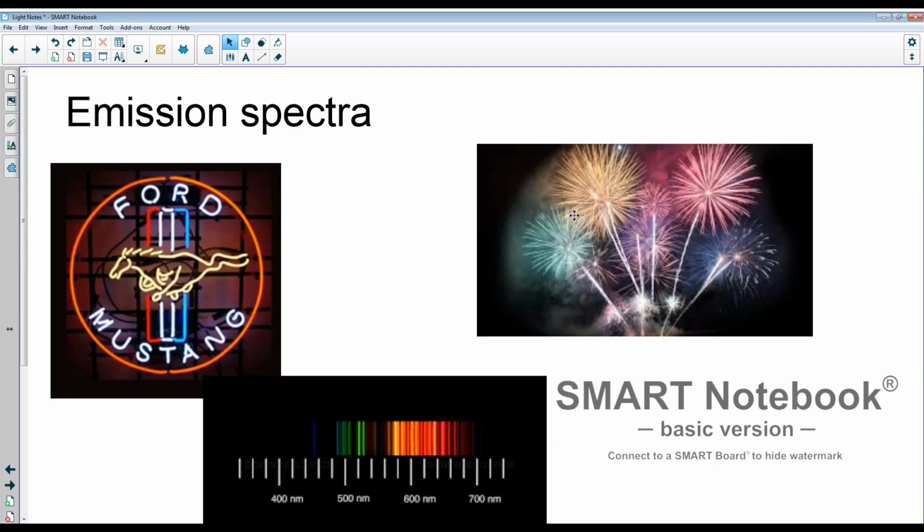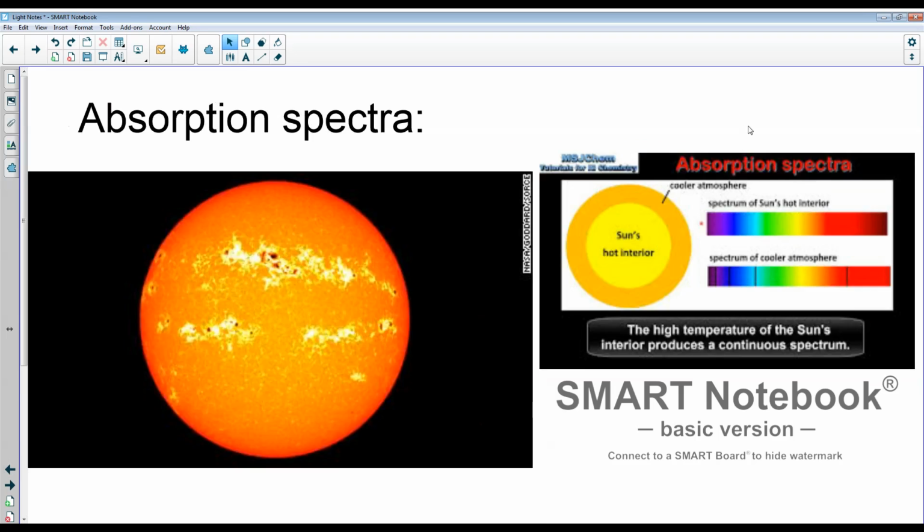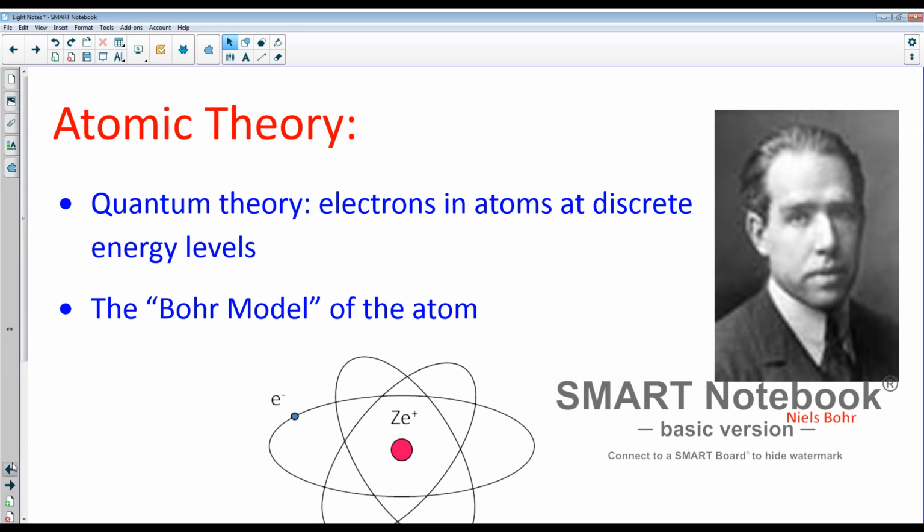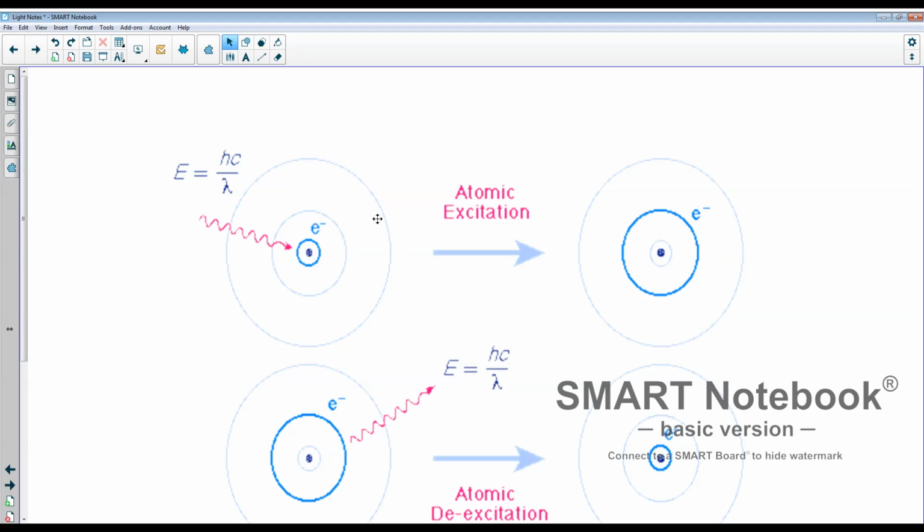Well, why does this happen? Why do we see certain colors from certain elements, whether they're being absorbed in the case of the sun's cooler exterior, or emitted in the case of neon lights and fireworks? Well, this has to do with something you probably learned in chemistry. I hope you learned it in chemistry because it's sort of fundamental. We can remember that electrons are orbiting on the outside of atoms, and we also remember from the Bohr model that they're in different energy levels.